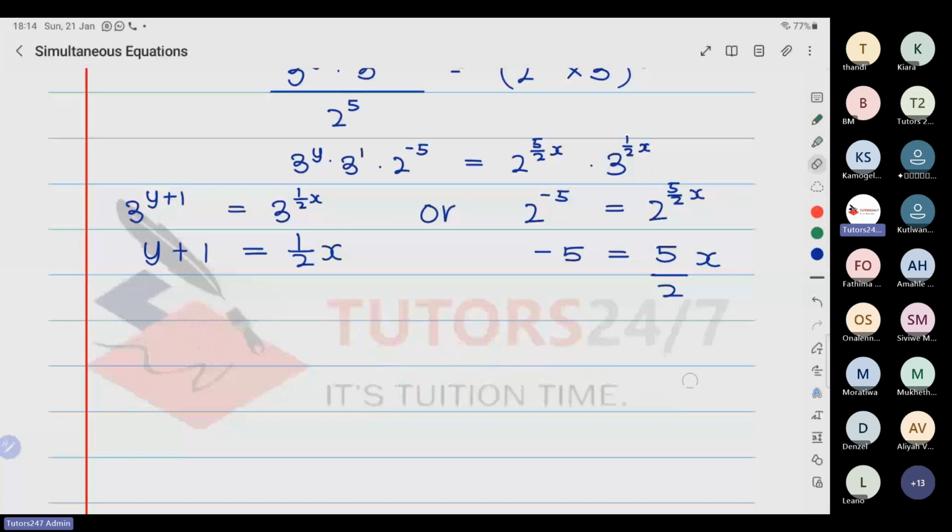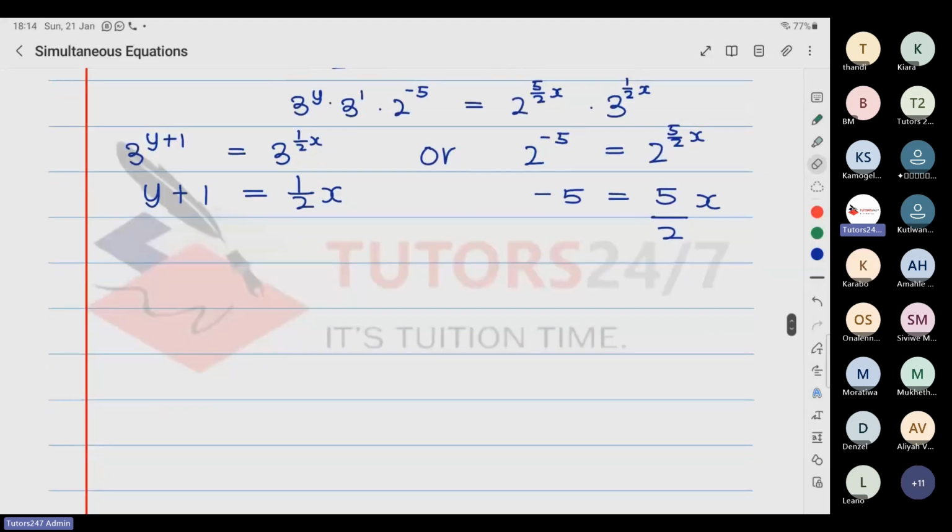So in this particular case, our coefficient is 5/2. So what we are now going to do is we're going to divide both sides by the coefficient. So -5 divided by 5/2 gives me -2. That means that x is equal to -2.